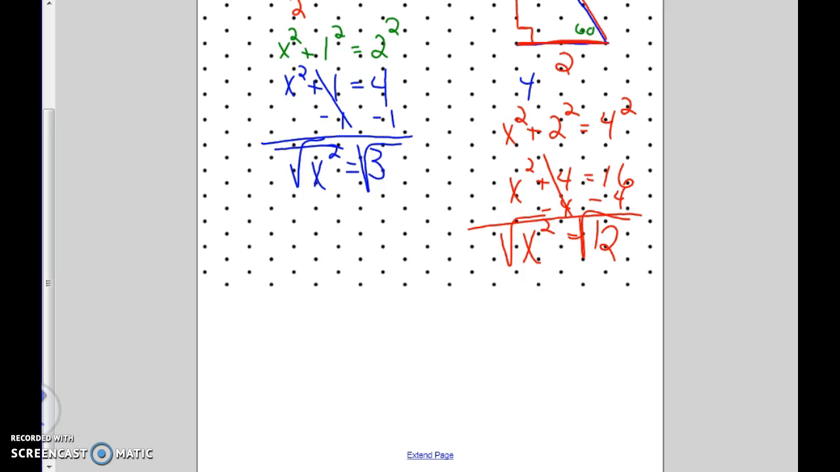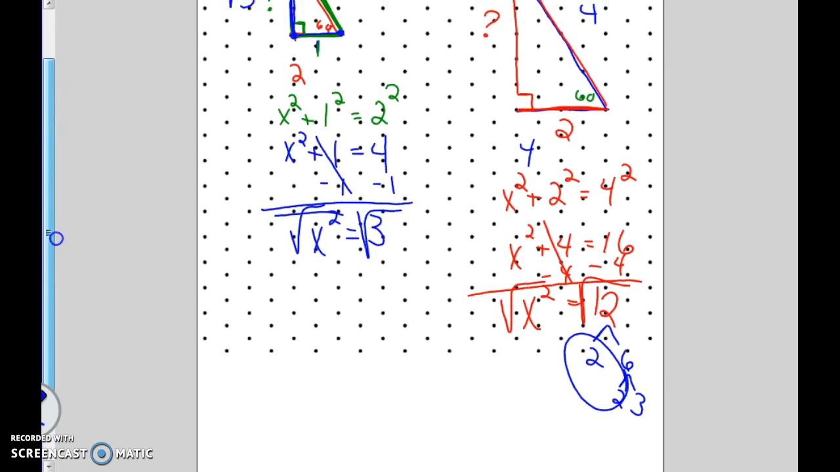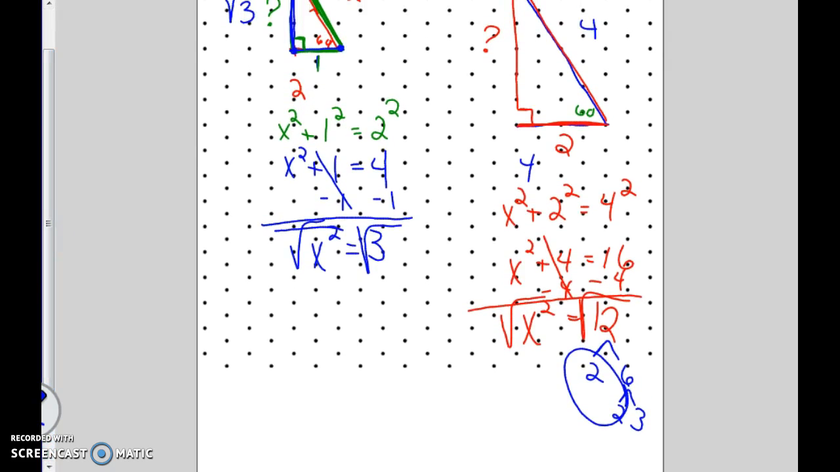Just like what we've been doing right here, we just need to break it down, right? How can I break 12 down? 2 and 6. How can I break 6 down? 2 and 3. So now I have a pair. What happens to my pair? It gets to come out of the house. And what has to stay in the house? So my answer here is 2 square roots of 3.